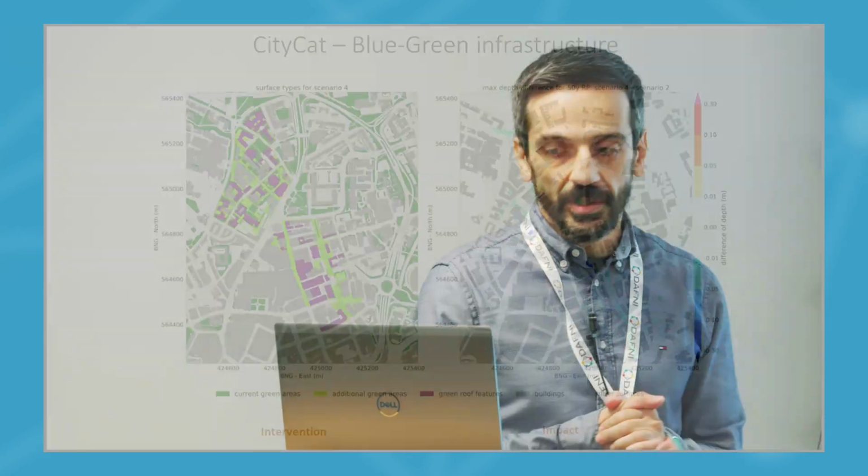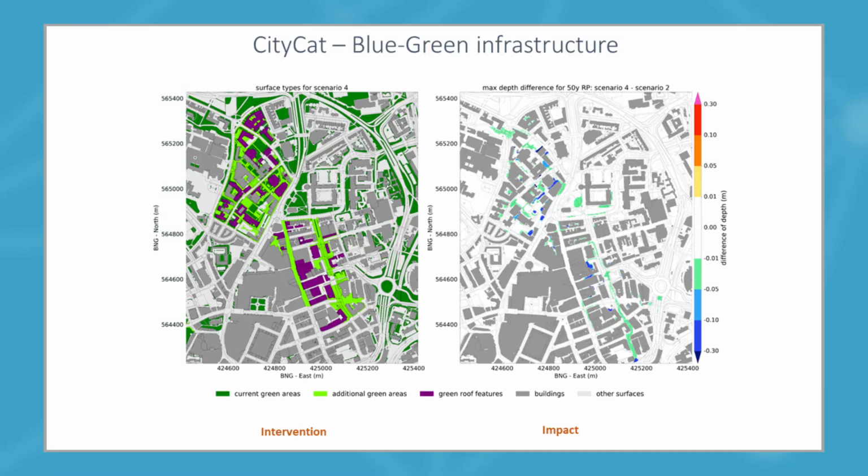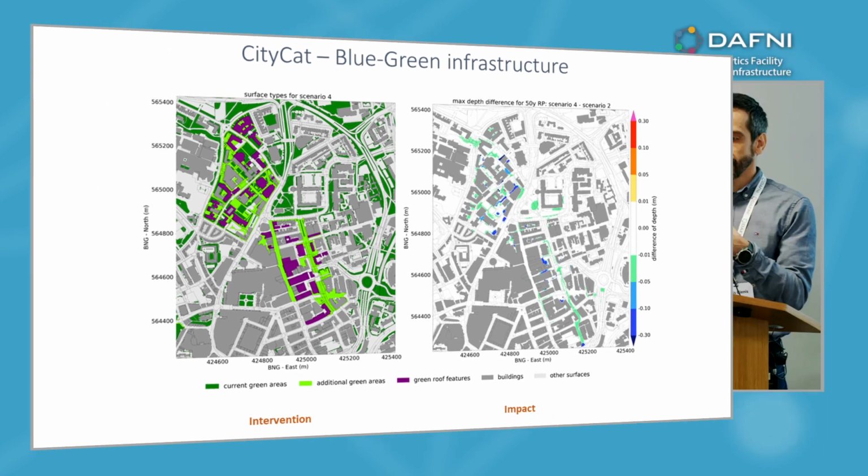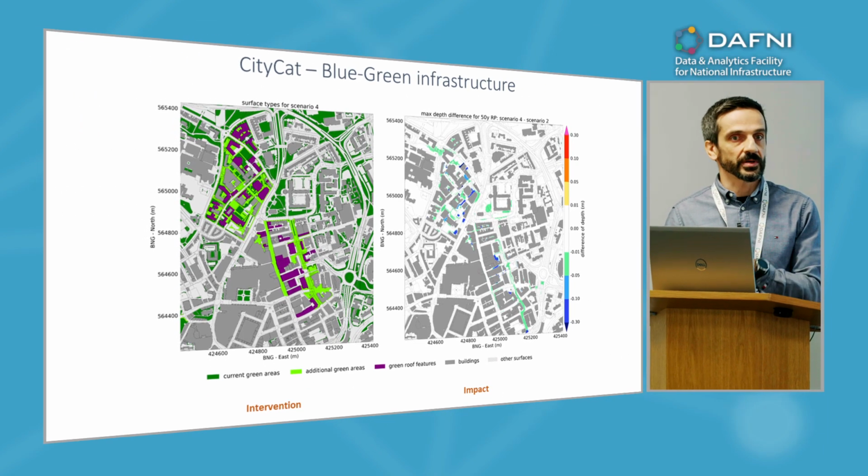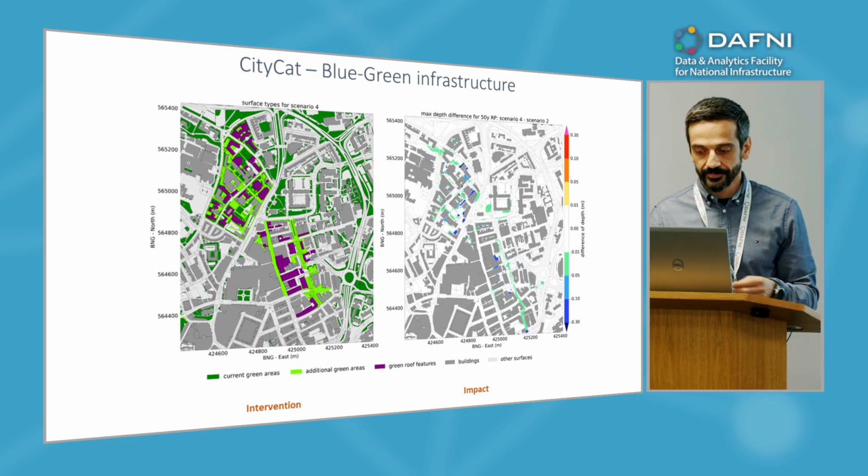So as I said before, we can also use the model to model blue-green infrastructure. So you can add basically here, in this case, we have green roofs and permeable pavements, and the plot on the right shows the reduction in water depths.